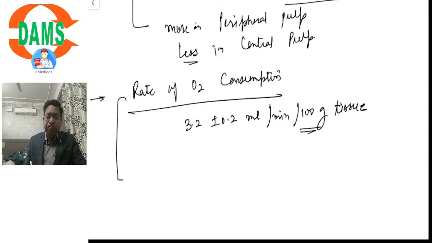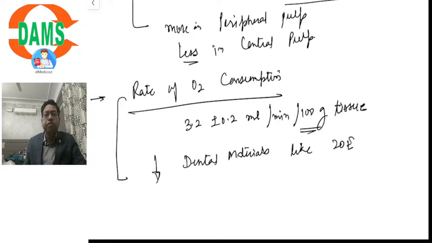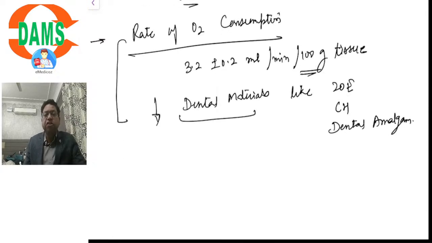This rate of oxygen consumption of the dental pulp is reduced by certain dental materials like zinc oxide eugenol, calcium hydroxide, and dental amalgam. These materials reduce the rate of oxygen consumption of the dental pulp. Certain procedures like orthodontic force also reduce the rate of oxygen consumption of dental pulp.